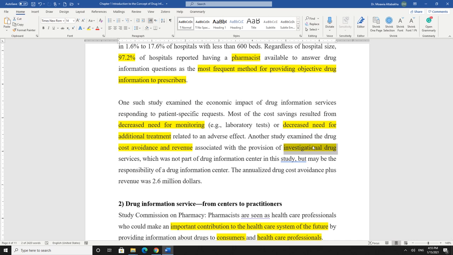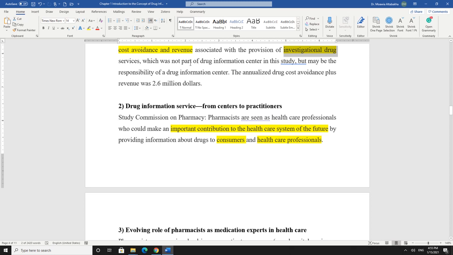It will pay for the patient and cover the patient with health insurance, etc. Okay. Another thing which impacted the evolution of drug information is that they found a commission in the USA, the study commission on pharmacy, said that pharmacists are essential in healthcare. They are essential and they have an important contribution in the healthcare system.